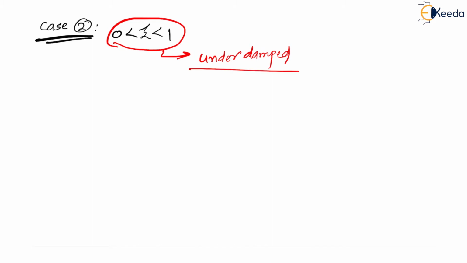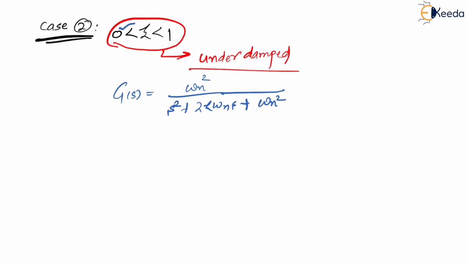Next, let us see G of s. What did we discuss earlier? G of s is omega n squared upon s squared plus 2 zeta omega n s plus omega n squared. Is that correct? Yes. Now since zeta is between 0 and 1, we cannot put it equal to either 0 or 1.